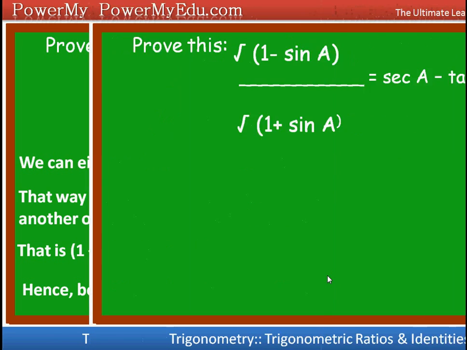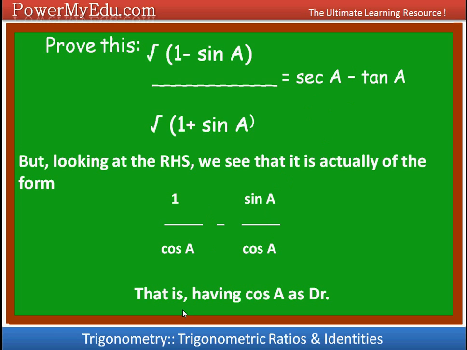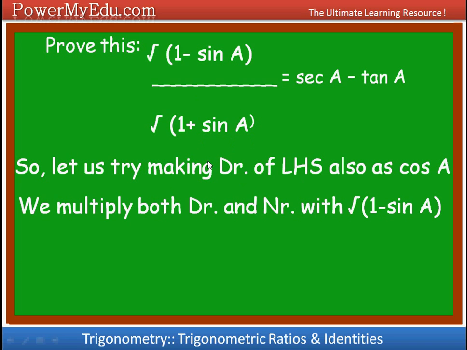But if we look at the right hand side, it is actually of the form sec a is 1 by cos a and tan a is sin a by cos a. So the right hand side has cos a as denominator. So on the left hand side also we will try making the denominator cos a. To do this we will need to multiply by 1 minus sin a.